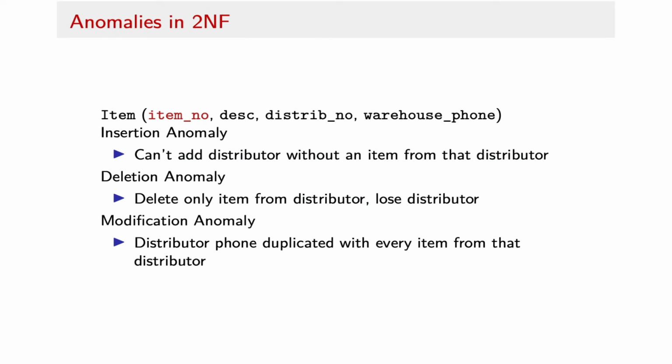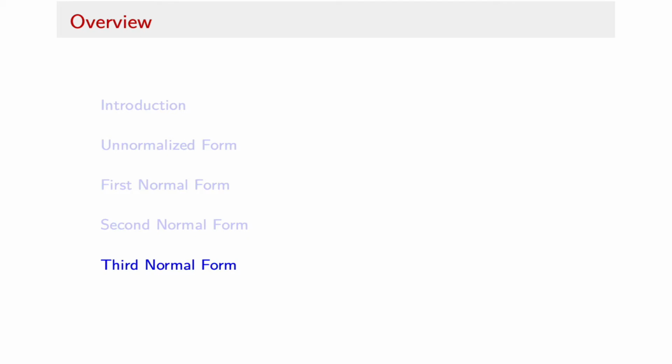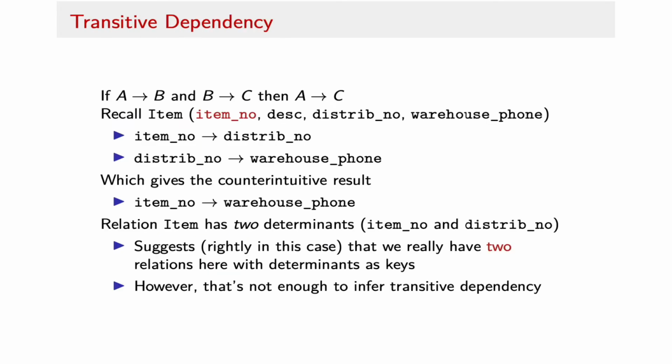So we've seen that we can still end up with anomalies in second normal form, which means we aren't done yet. Instead, we want to try to get to third normal form, which will address some of these. In order to get to third normal form, we want to introduce a new type of functional dependency, and that's a transitive dependency.